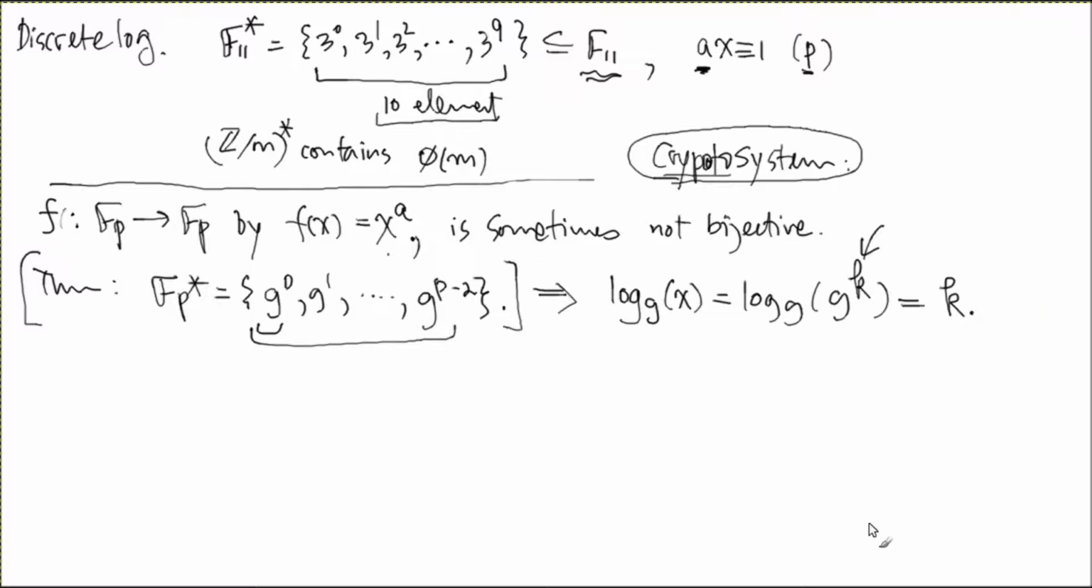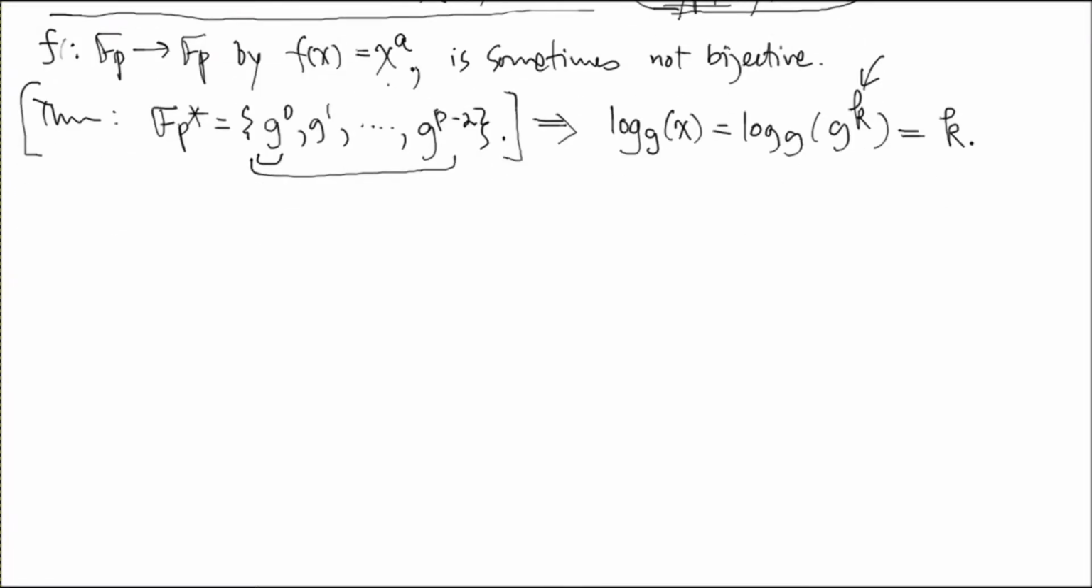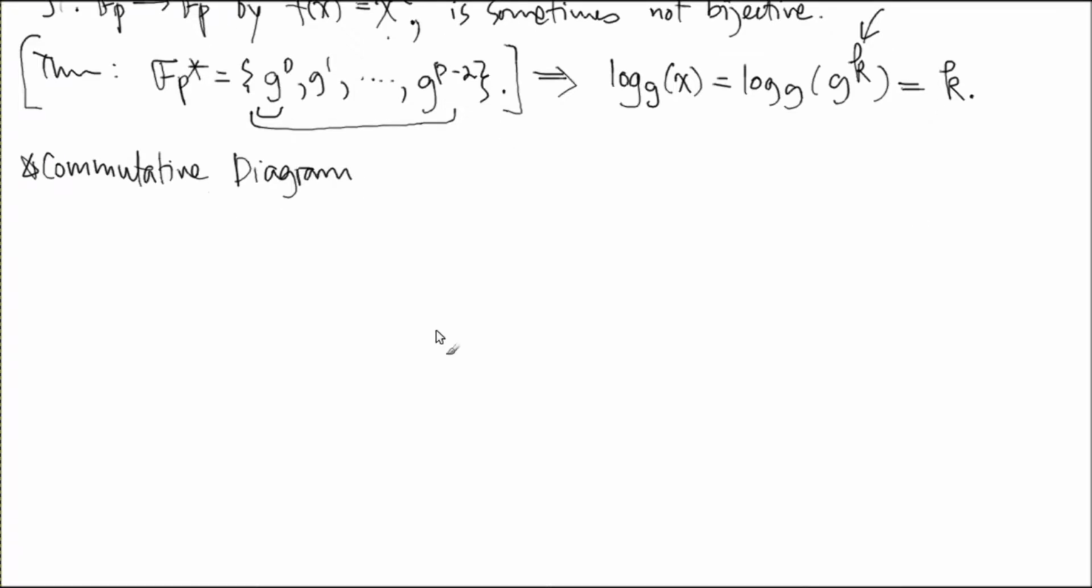Next thing I want to emphasize is this diagram. If you understand this commutative diagram, that's a great success. That's the main goal of today's lecture. All right. So here is something called a commutative diagram. I will use an example, but first it's some general picture. So we have Fp here.